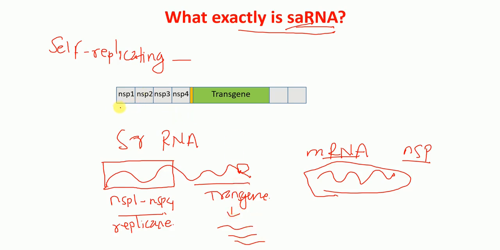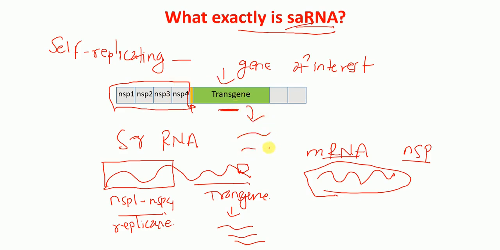Here it is shown, for example, we have the sequences encoding for non-structural protein 1, 2, 3, 4, and this is the promoter sequence, and this is our transgene sequence, our gene of interest. These sequences function as the replication machinery, and therefore they replicate this transgene when inside the cell. The detailed mechanism I'll explain later.